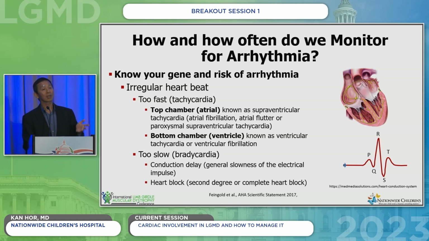All right, so let's look at how often we monitor arrhythmia. Okay, quickly, irregular heartbeat is too fast or too slow. Top chamber is called atria, bottom chamber is called ventricle. And it can be essentially tachycardia of some sort, atrial or ventricular. Or too slow, which is bradycardia, because of either conduction delay, just as in the previous paper, or complete heart block of some sort.